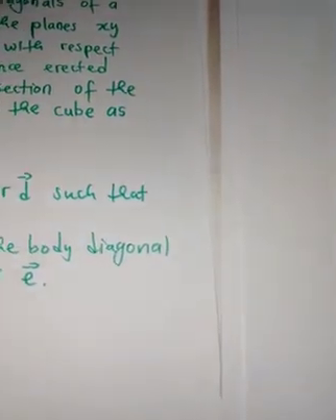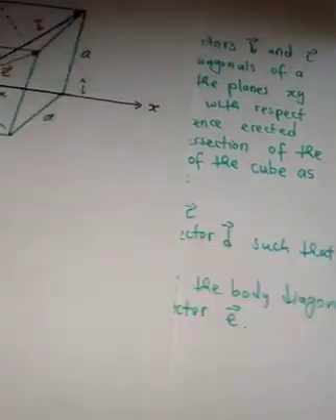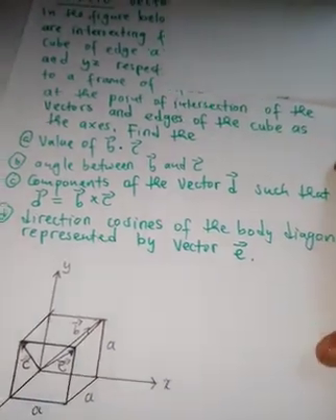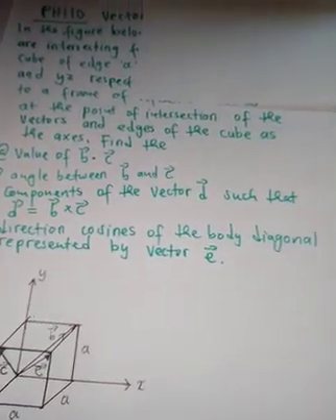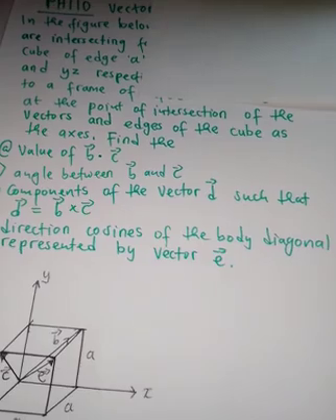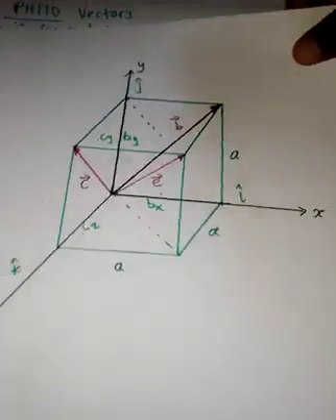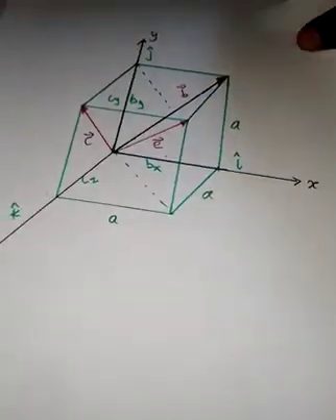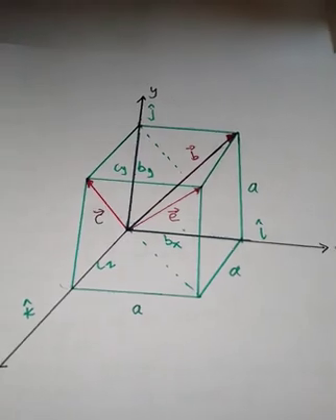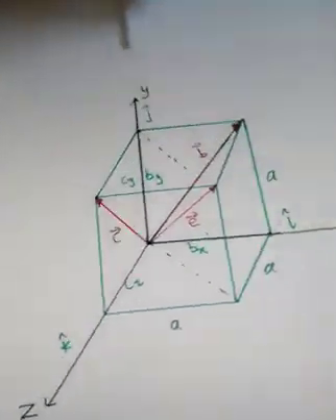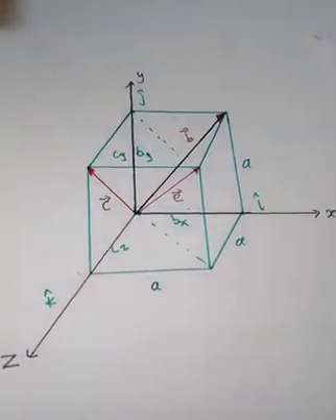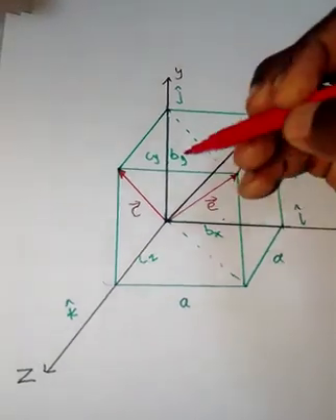Then let's see what other question we have. Find the direction cosines of the body diagonal represented by vector E. Direction cosines of the body diagonal represented by vector E. So this vector E makes angles with the coordinate axes. This is what we are talking about here.